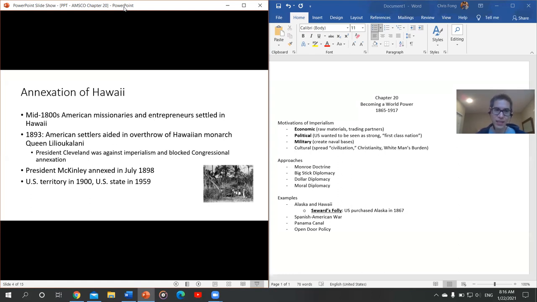Hawaii was annexed in 1898, became a territory in 1900, but not a state until quite a bit later in 1959. But by 1900, Hawaii is an American territory. So let's see. Hawaii becomes a U.S. territory in 1900, after the U.S. essentially overthrows the Hawaiian monarchy or queen.